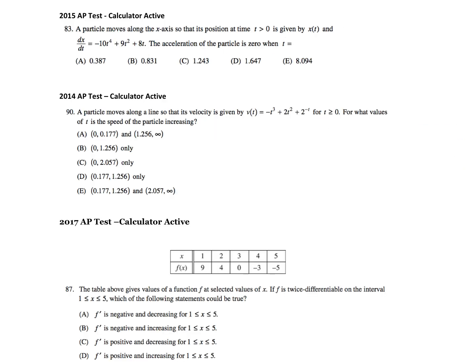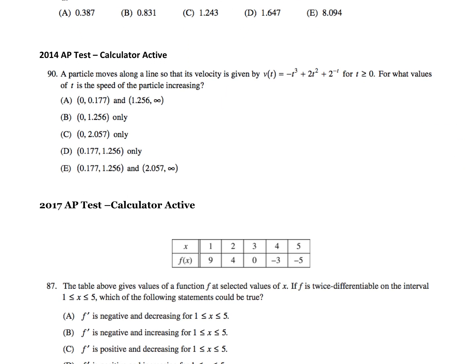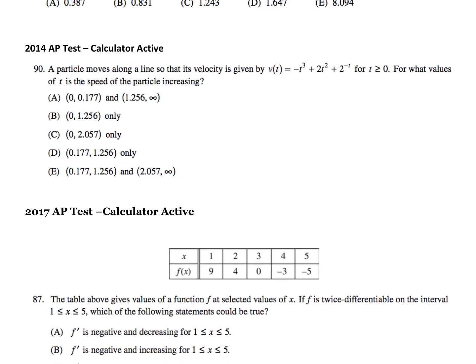On the next page, we're even going to skip the top one, and I want to go right here to 90. Whew. Look what they gave us on 90. It says velocity is given. They love to give you velocity. And they said for what value of t, because instead of x's they use t, is the speed increasing? So it's acceleration.